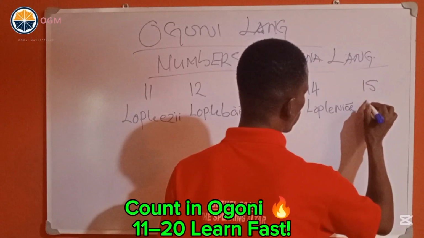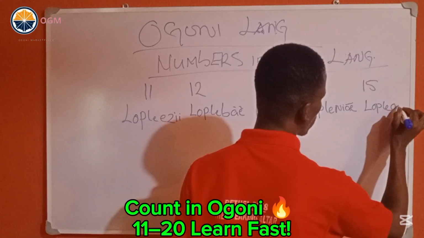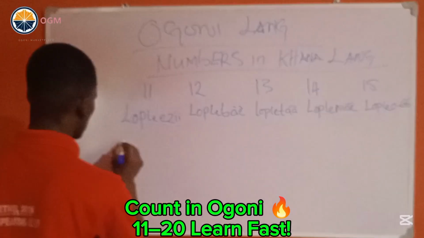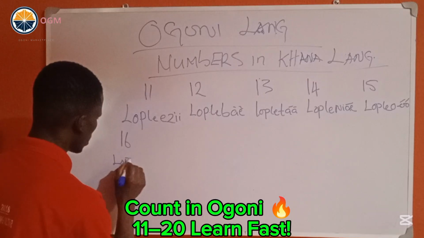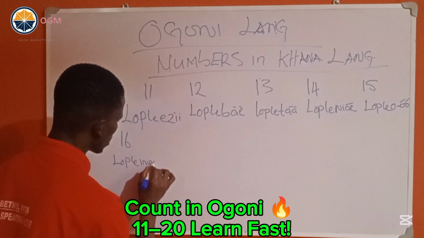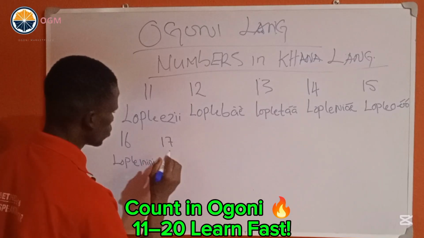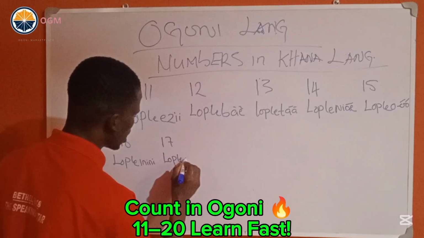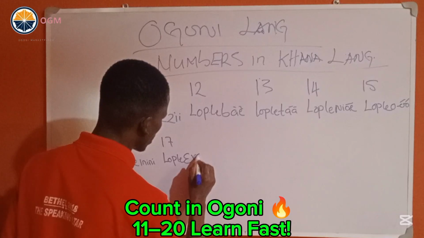Here we have 15, which is Lop, le, o. Here we have 16, which is Lop, le, ini. Here we have 17, which is Lop, le, eleba.